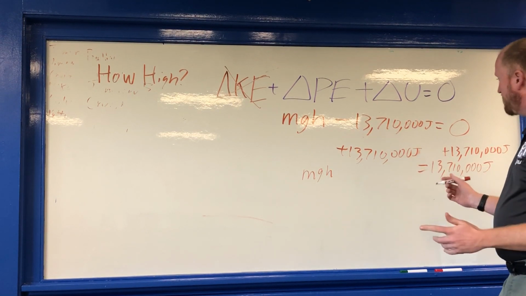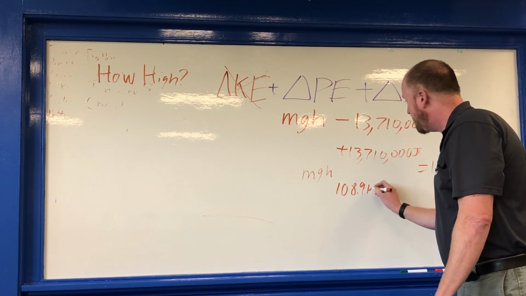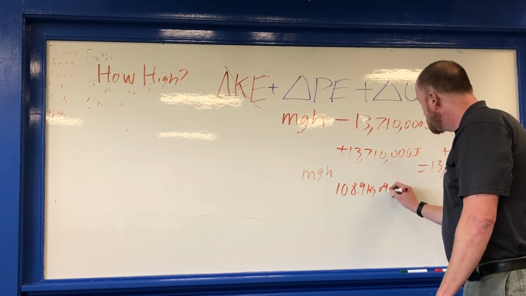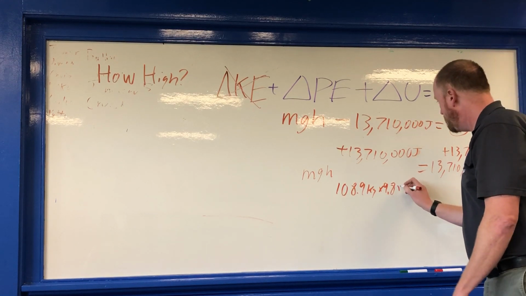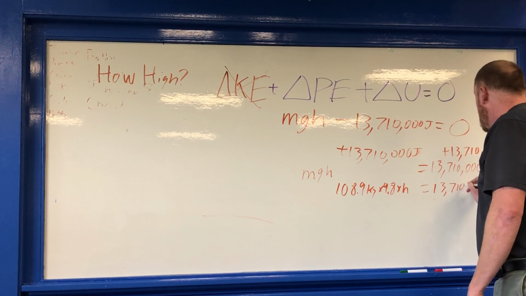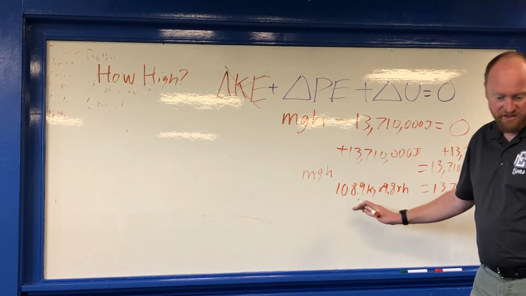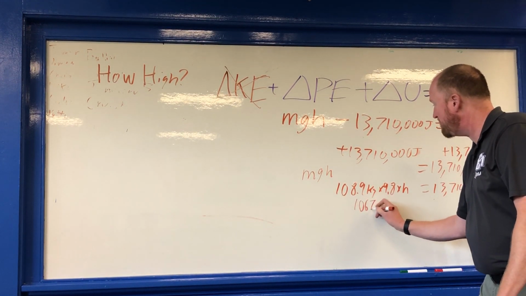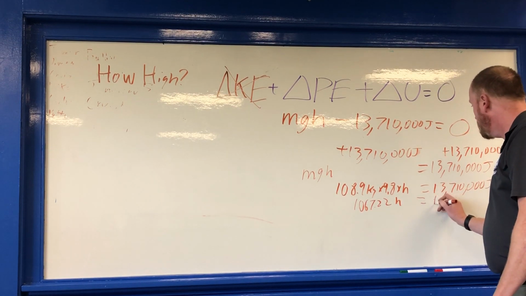So let me get started here. My mass is 108.9 kg. Gravity, Earthlings, is 9.8 on this planet, but only on this planet. And we're going to solve for height. Equals 13,710,000. Multiply this together, and I end up with 1,067.22.